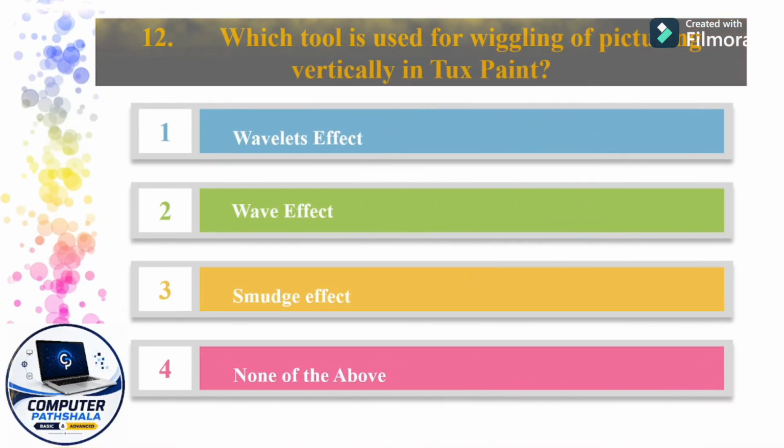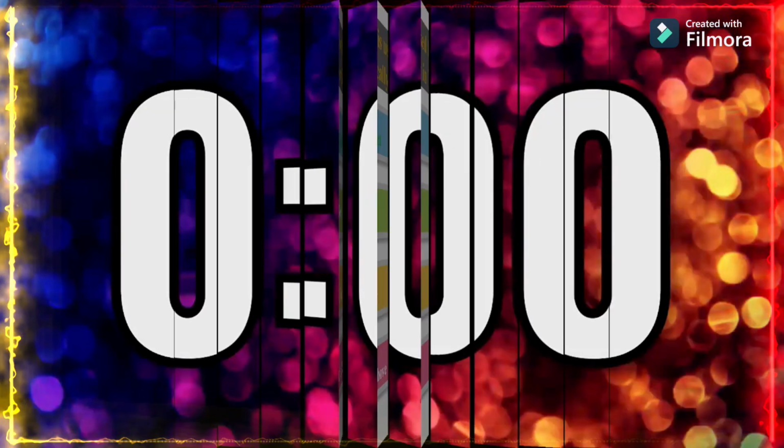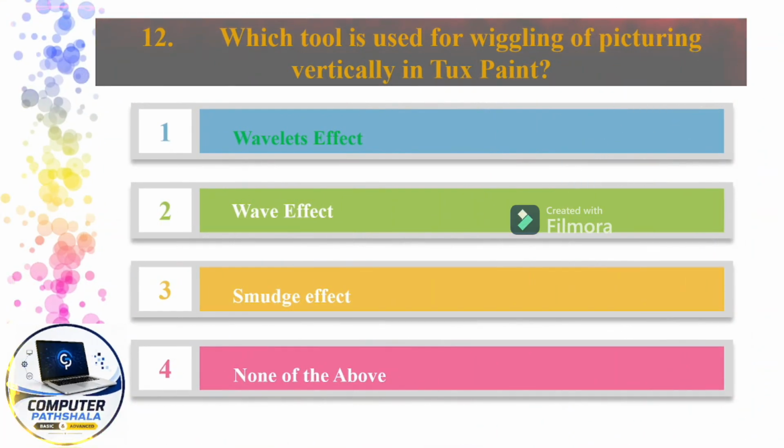Which tool is used for wiggling of pictures vertically in TuxPaint? Wavelet effects, wave effect, smudge effect, none of the above. Your timer starts now. The correct answer is wavelets effect.